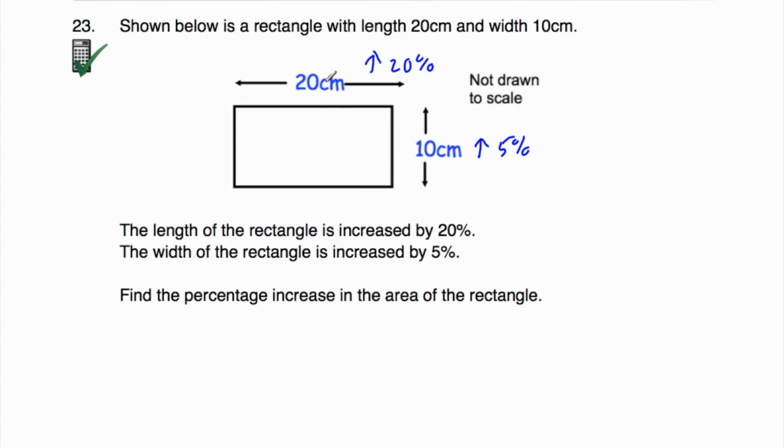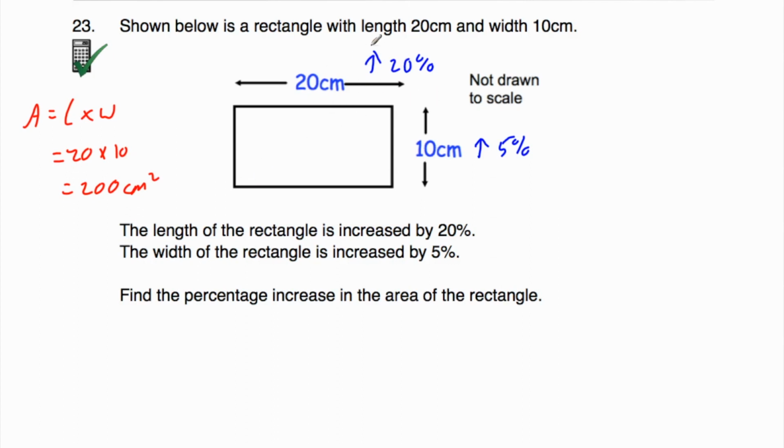So let's find the area of the rectangle to begin with. So the area is equal to the length multiplied by the width. So the length is 20 and the width is 10, so 20 times 10 is equal to 200 centimeters squared. So that's the area of the rectangle to begin with. Now what we want to do is increase the length by 20% and increase the width by 5%, see what those are, multiply them together, and then that will give us the area of the larger rectangle, and then we can work out the percentage increase.